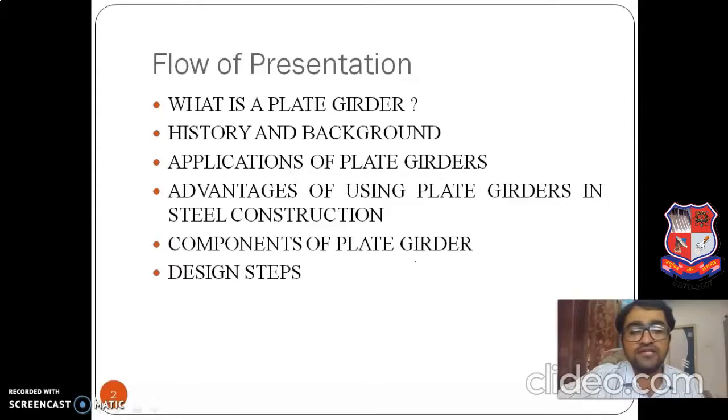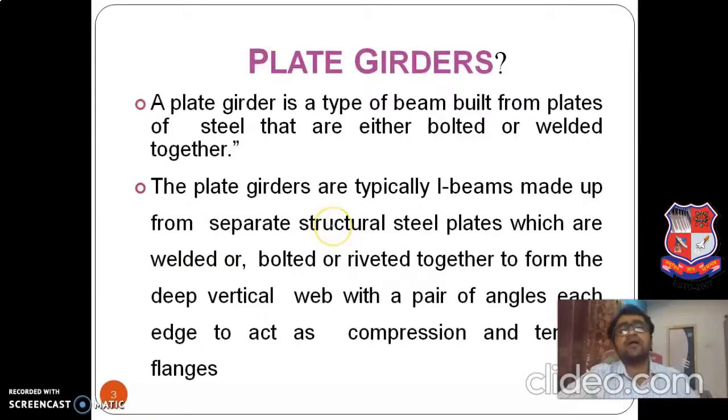Directly if you move to the design example, then you will not be able to understand the whole concept, because now the pattern is changed. The question is cut short. You need to understand the whole concept very carefully. So first of all, we will see what plate girders are.